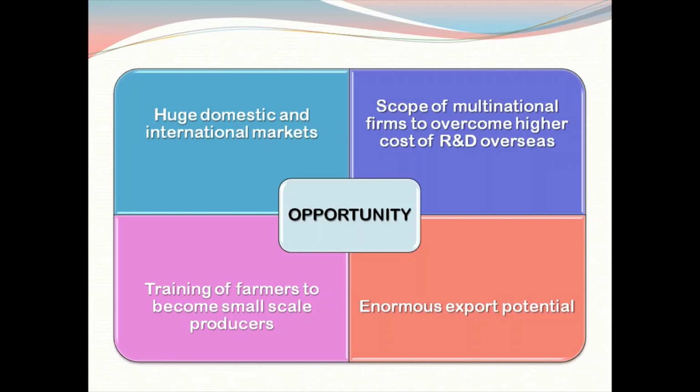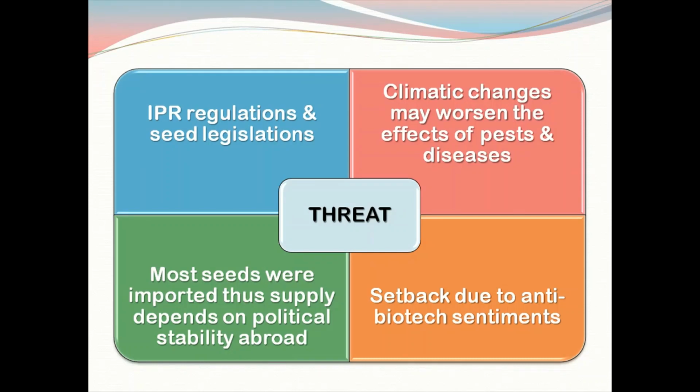Opportunity: huge domestic and international markets, scope of multinational firms to overcome higher cost of R&D overseas, training of farmers to become small-scale producers, enormous export potential. Threat: IPR regulations and seed legislations. Climatic changes may worsen the effects of pests and diseases. Most seeds were imported, so the supply depends on political stability abroad. Setback due to antibiotic sentiments.